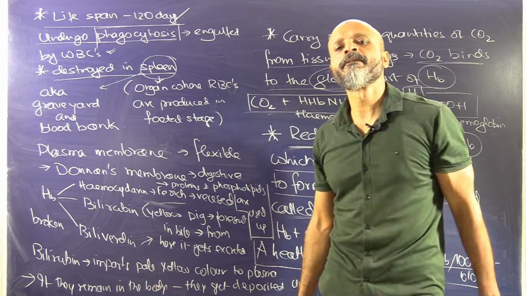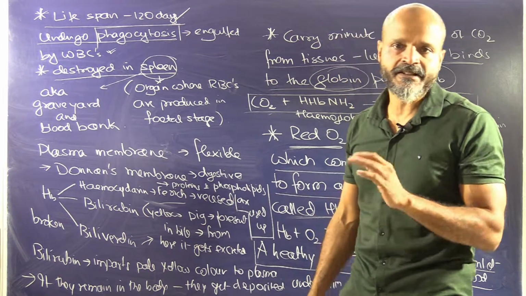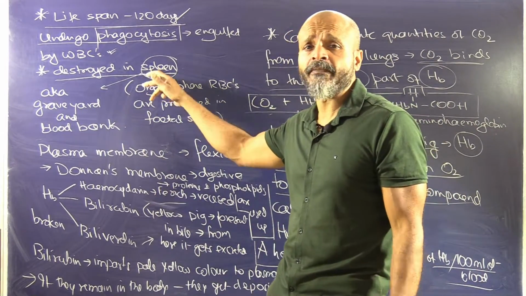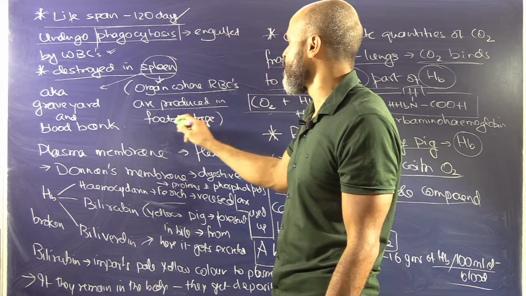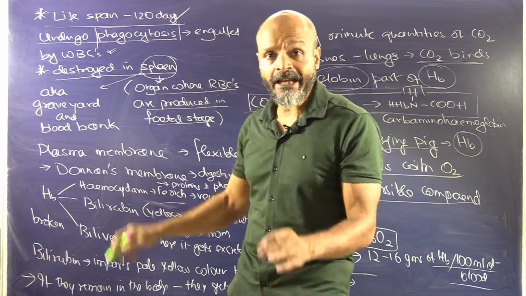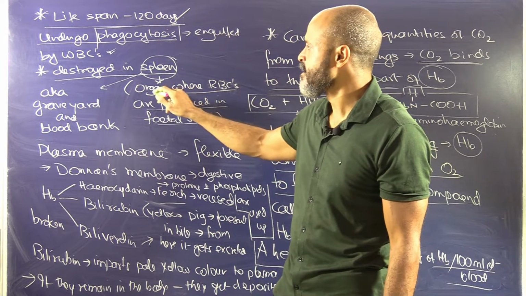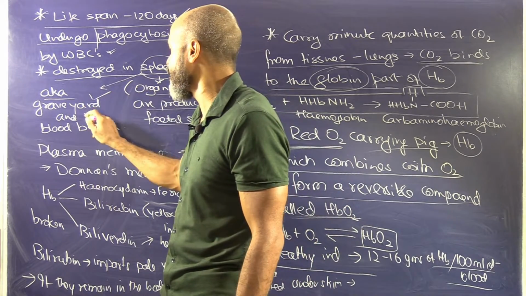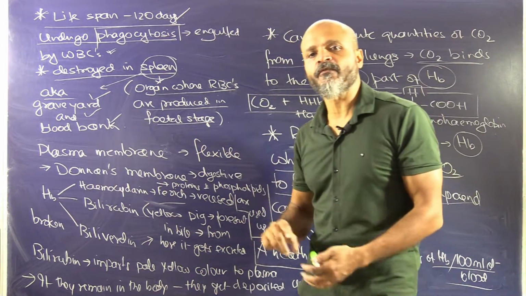Spleen. If you remember, in the fetal stage the RBCs were produced in the liver or spleen, and when they mature and when they are exhausted, the place where they are destroyed is the same organ where RBCs are produced in the fetal stage, that is spleen. Hence this is also known as the graveyard and the blood bank. It is known as the blood bank as well as the graveyard for RBCs.